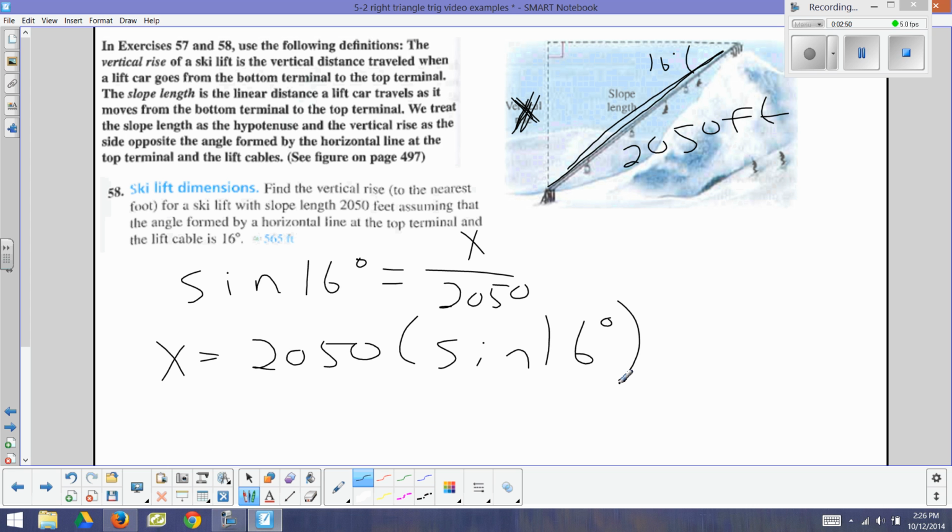Before you put this in your calculator, check your calculator. Make sure that the mode is in degrees and not radians, because if it's in radians, you will get the wrong answer. And then pick up your calculator and put in 2,050 sine 16, and you will get approximately 565.06 feet. So that's the height, the vertical lift.